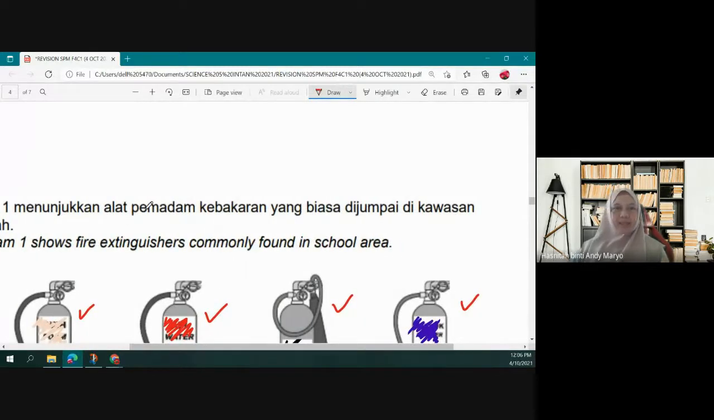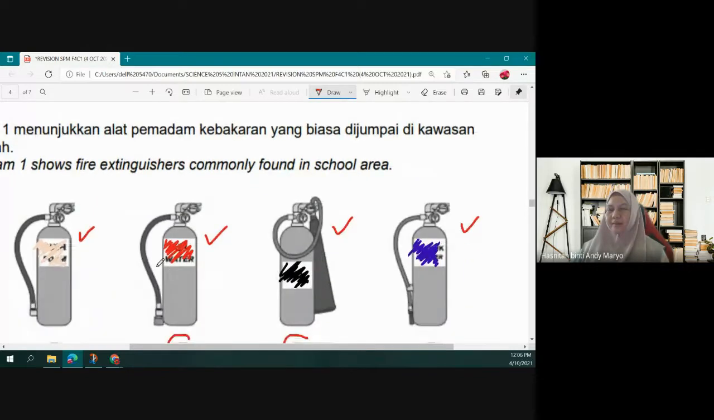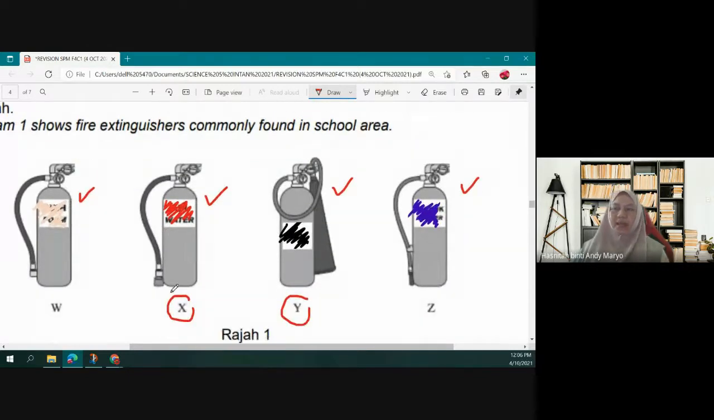Where is the pin? Where is the safety pin? So you can label any one. You don't have to label all. You can choose one diagram. Let's say we label on W. Which part is the safety pin? Can you see the ring there?